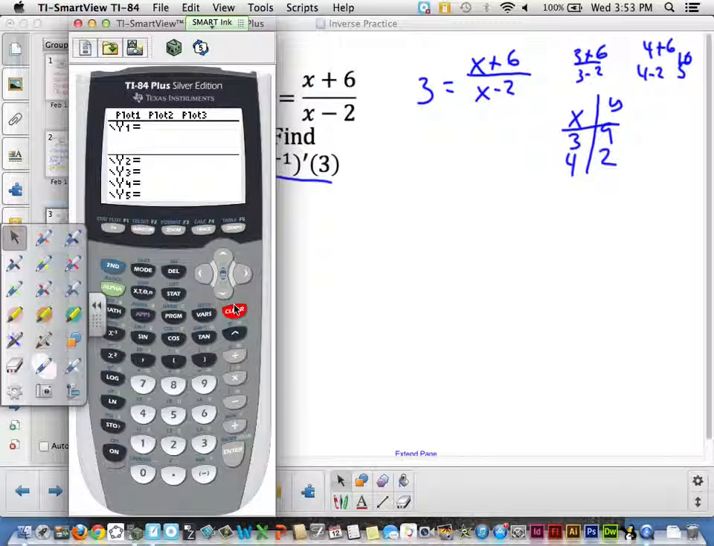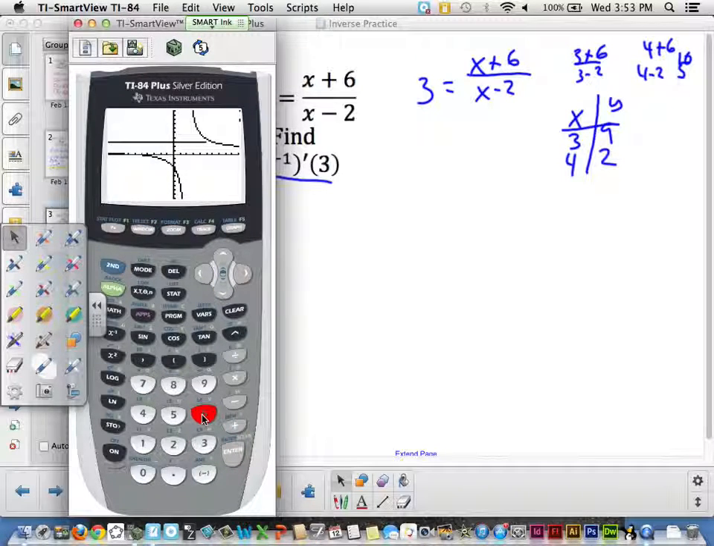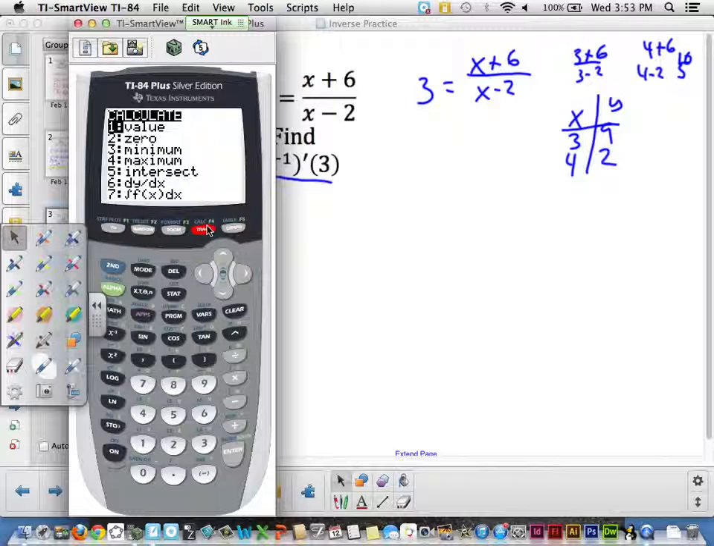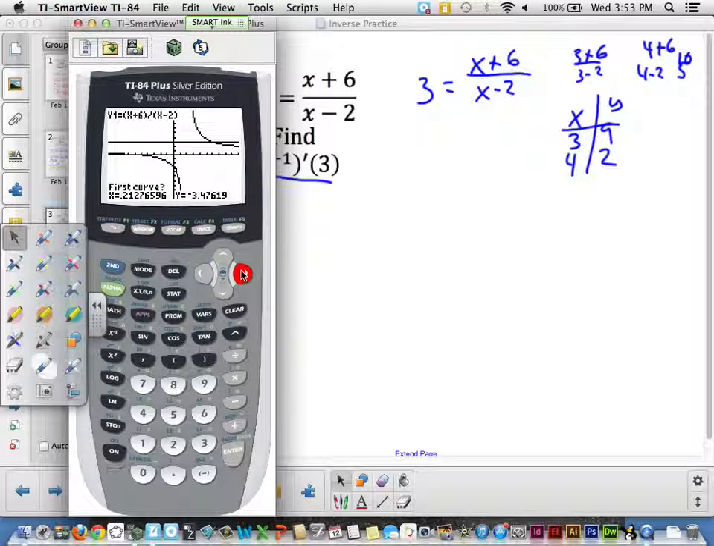So we got x plus 6 divided by x minus 2. And we'll graph that, and 3 as well. Let's see where they cross. We'll do that in a standard window. Looks like it's way higher. Find our intersection. We intersect at (6, 3).